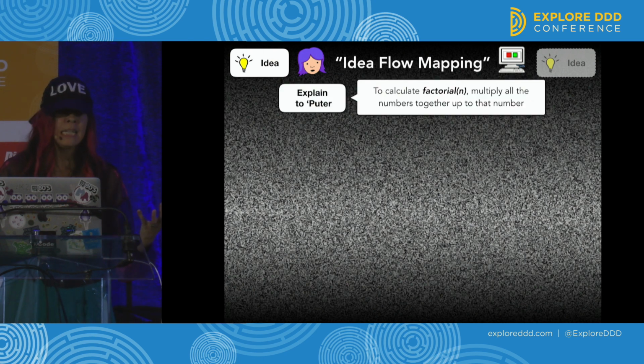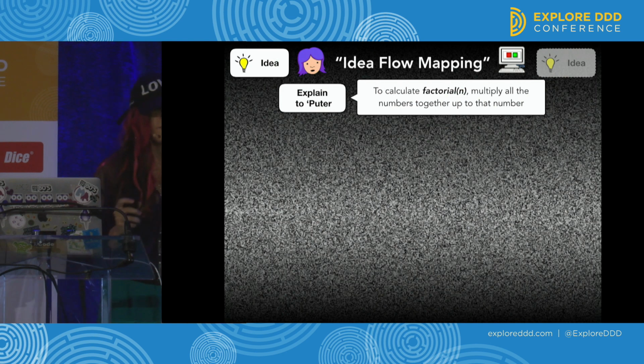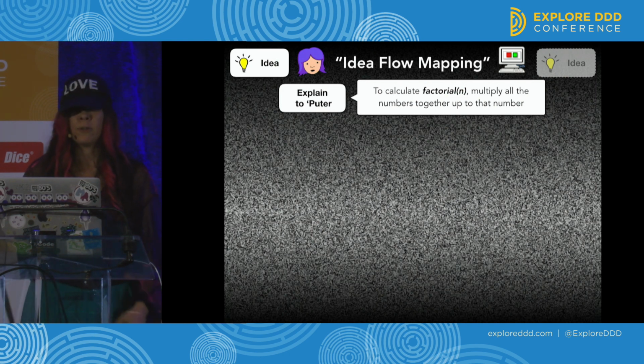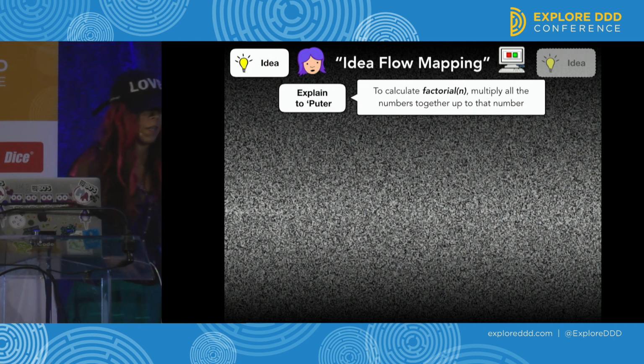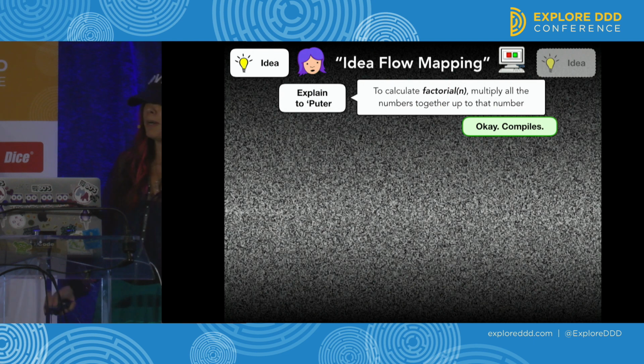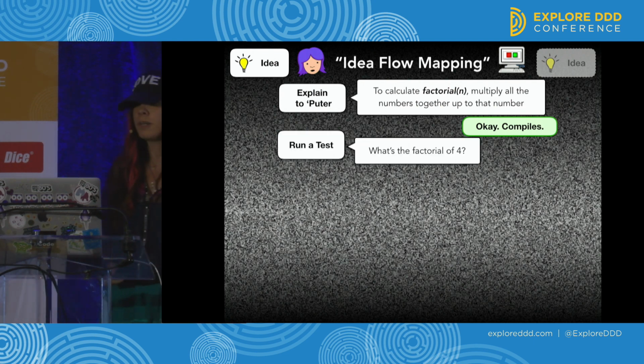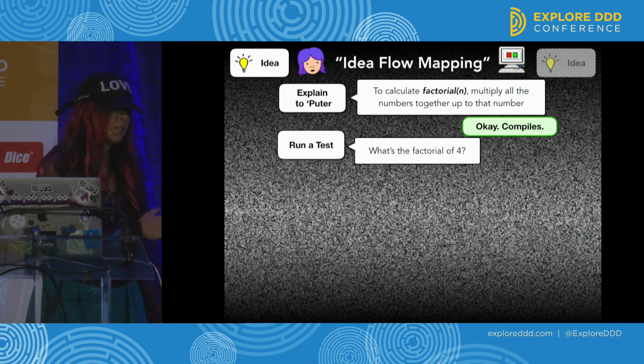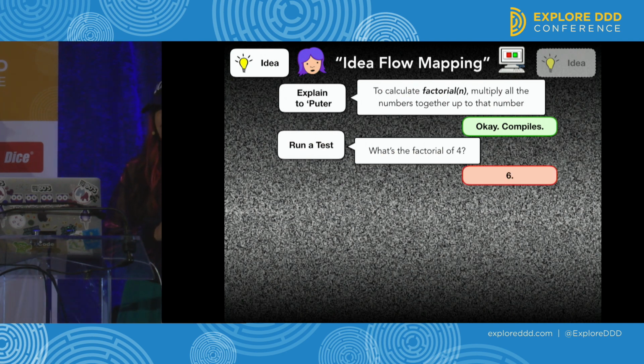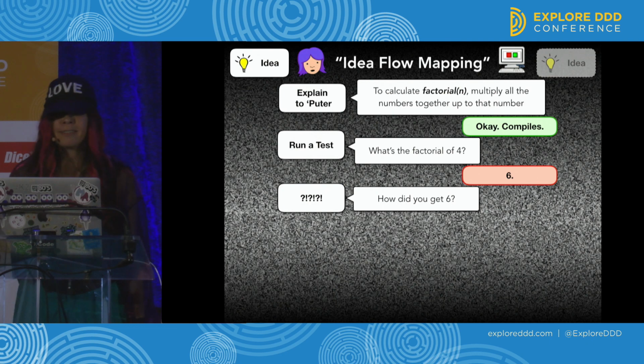So I'm explaining an idea to a computer, and imagine we're kind of having a conversation with the machine. So I explain to the computer to calculate factorial, multiply all the numbers together up to that number. What does our computer say? Okay, code compiles. All right, I'm going to run a test. Well, what's the factorial for? Computer says 6. What? How'd you get 6?